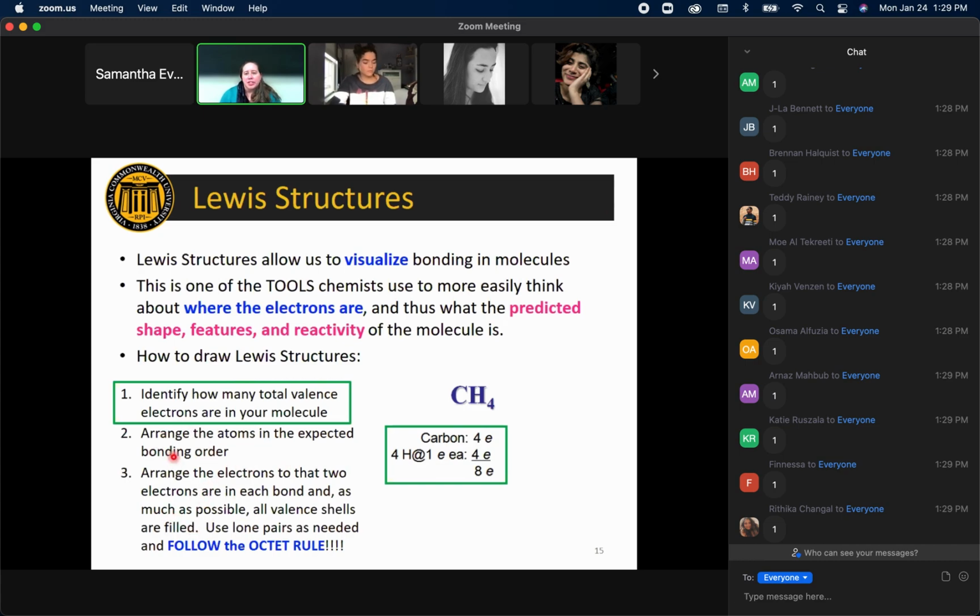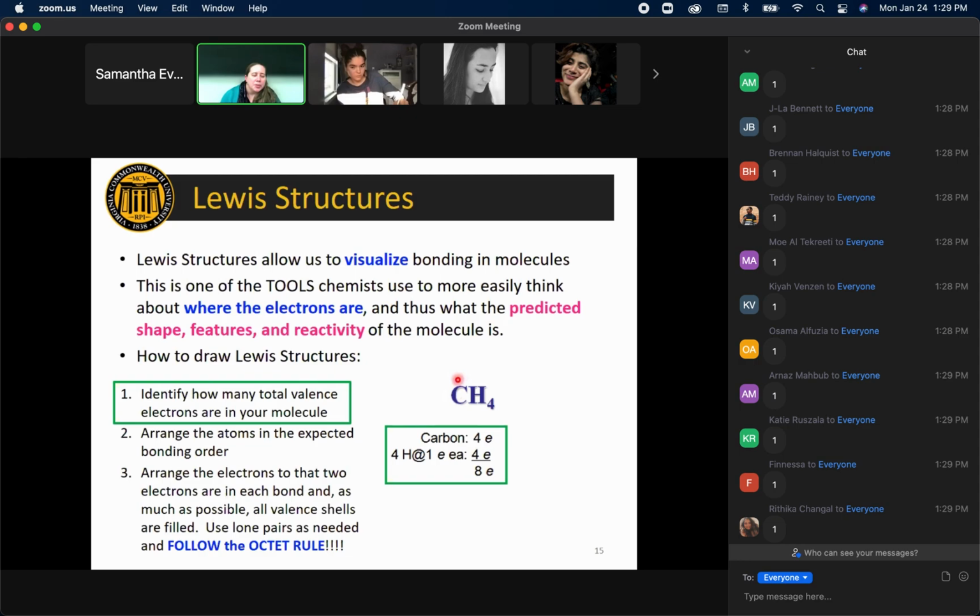All right. So we've got 4 valence electrons coming from carbon and 1 each from each hydrogen atom. So we have 8 total electrons in our molecule for the valence shell. Next we're going to arrange the atoms in the expected bonding order. This is something that takes time to get to know. There's really no way to teach a hard and fast rule, but you'll get to know it with practice. Typically, you're going to have a central atom surrounded by some hydrogen atoms.